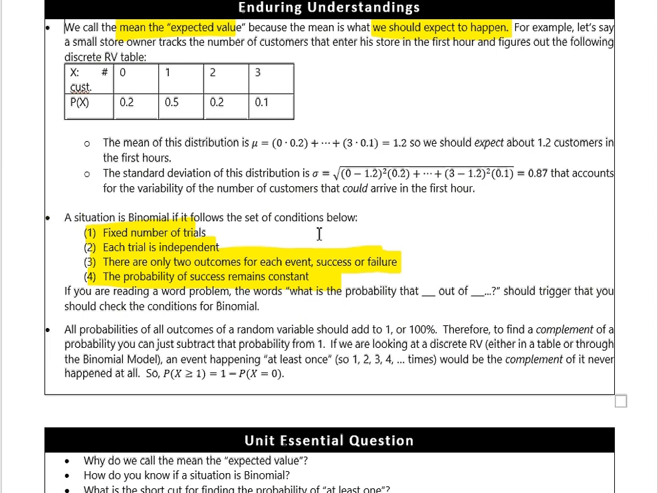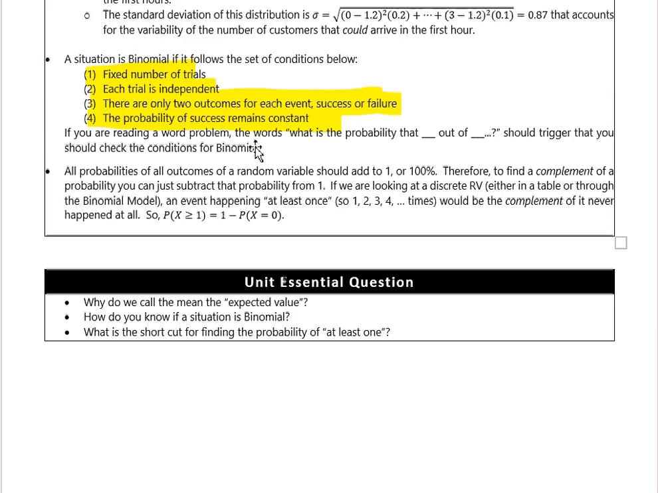If you're reading a word problem and it says something like, what is the probability that blank out of blank, that should trigger you to check for those binomial conditions. All probabilities of the outcomes should add to 100%, right? So if you're finding the complement, say it says what is the probability that he has more than 0 customers, you could do 1 minus 0.2, and that would give you the probability of having more than 0 customers.